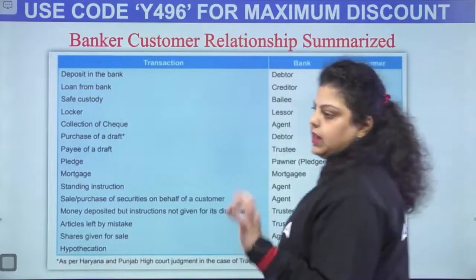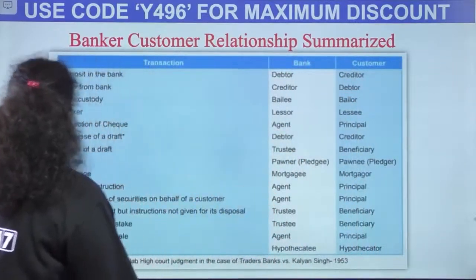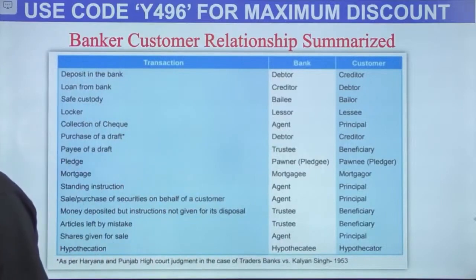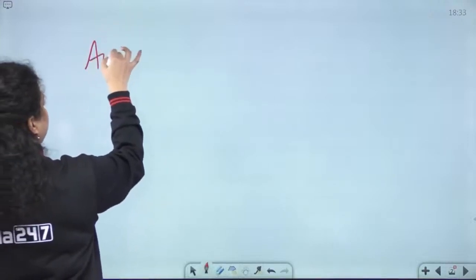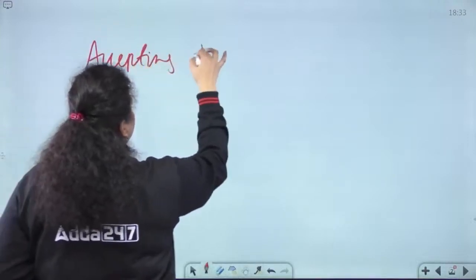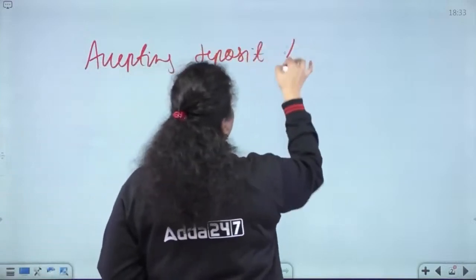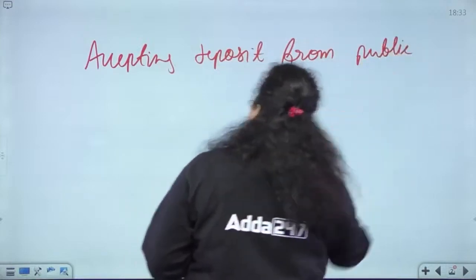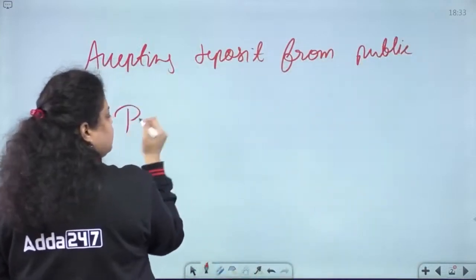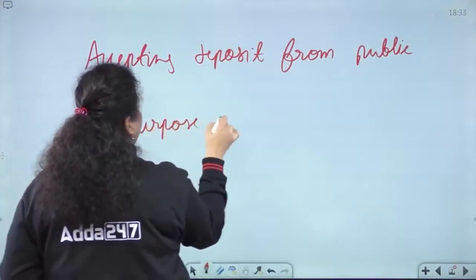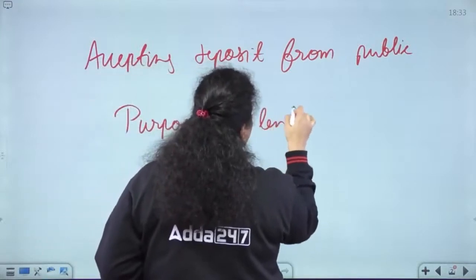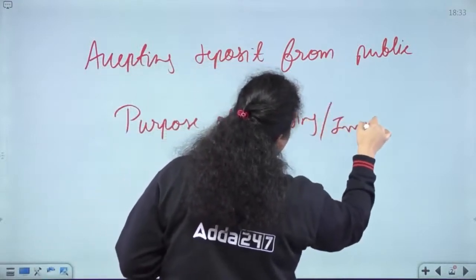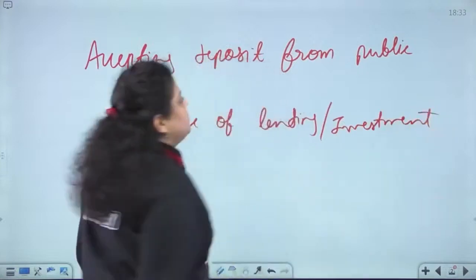In each transaction, when we're talking about banking, what is banking? Let me tell you. When you study the banking definition, you find first of all, accepting deposit from the public. Then why are you accepting deposit from the public? For the purpose of lending or investment. For the purpose of lending and investment, that's why you are accepting the deposit from the public.